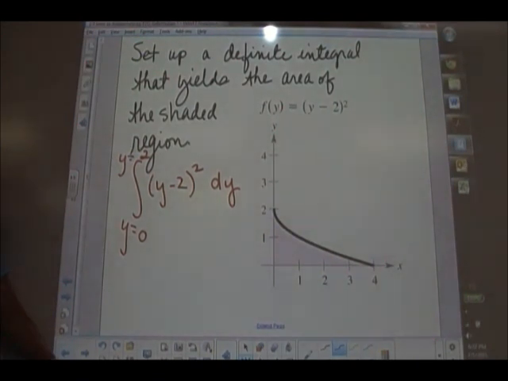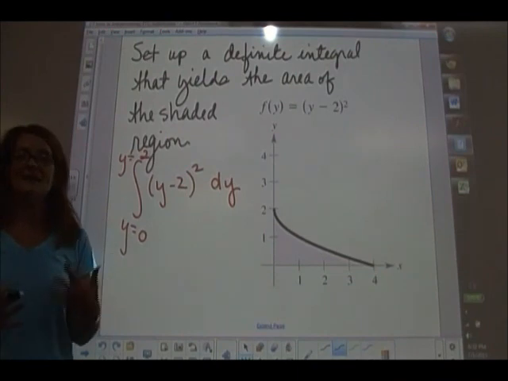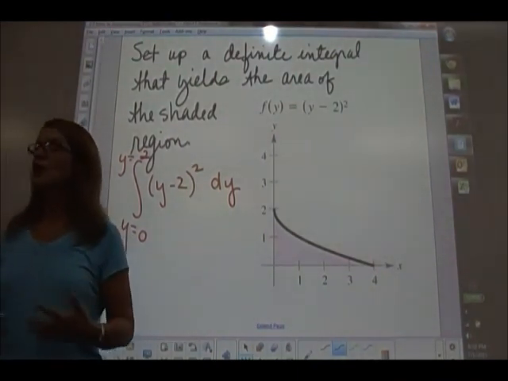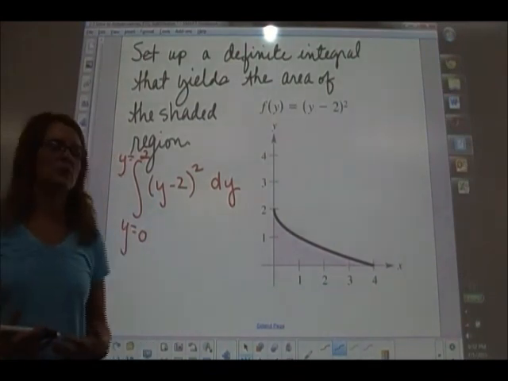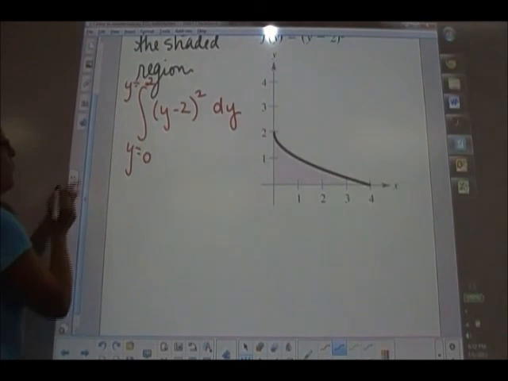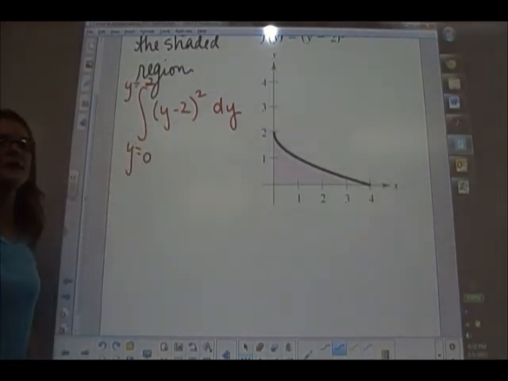It's a definite integral, so I'm not going to have to worry about the c's. The c's will automatically cancel themselves out, and I'm actually looking for a numerical value. Help me now find the antiderivative of (y minus 2) squared.